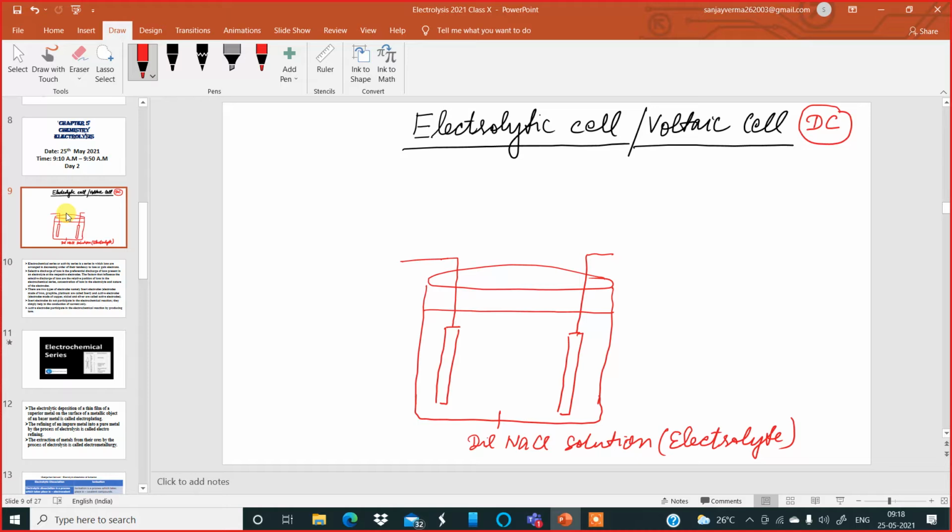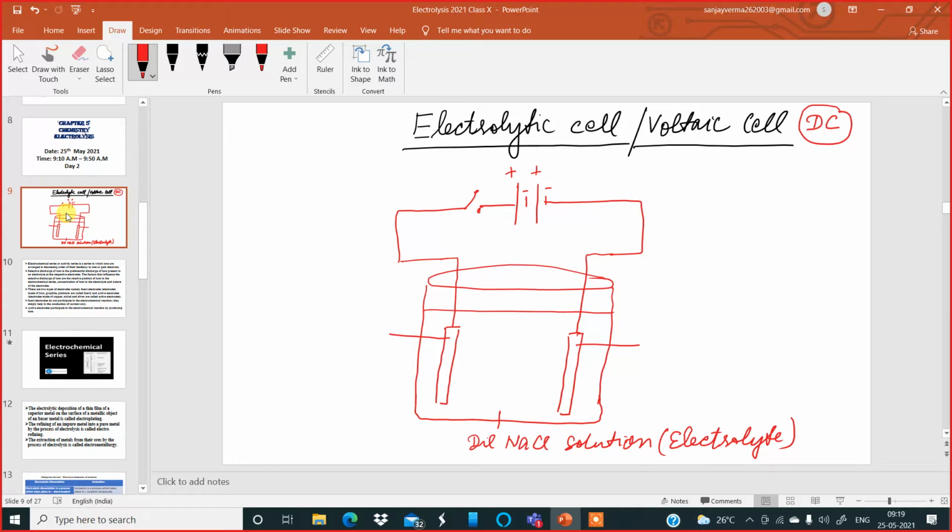Now, the plate which you can see on the left hand side is connected by means of connecting wires to the battery, but before the battery there is a switch. There is a key, a battery, a DC current battery, plus minus. And the other electrode, the right hand side electrode, is connected to the negative terminal of the battery.